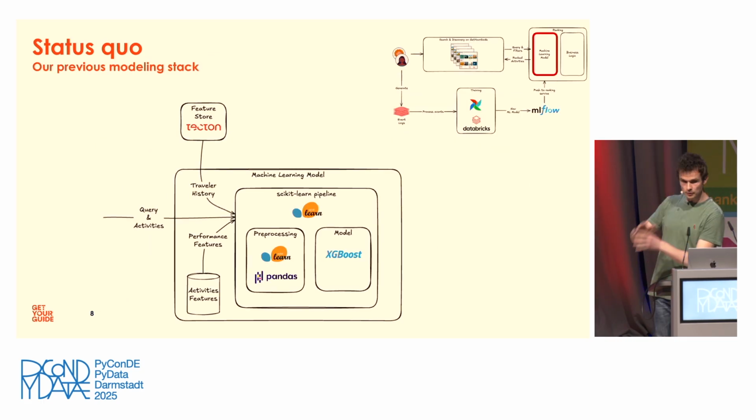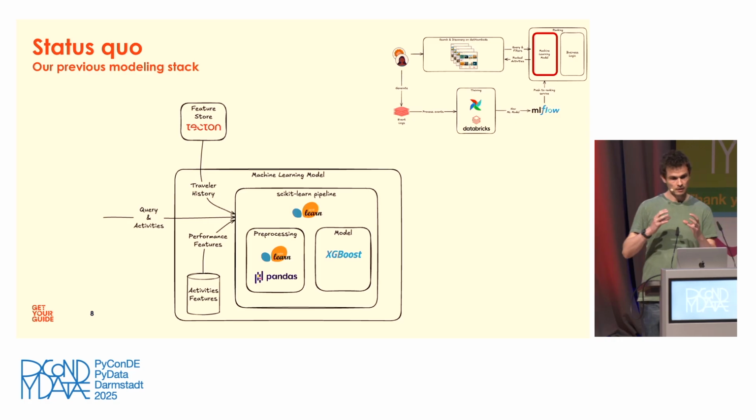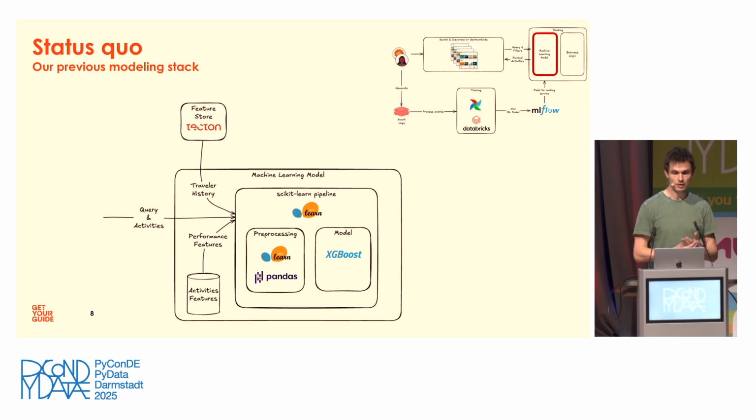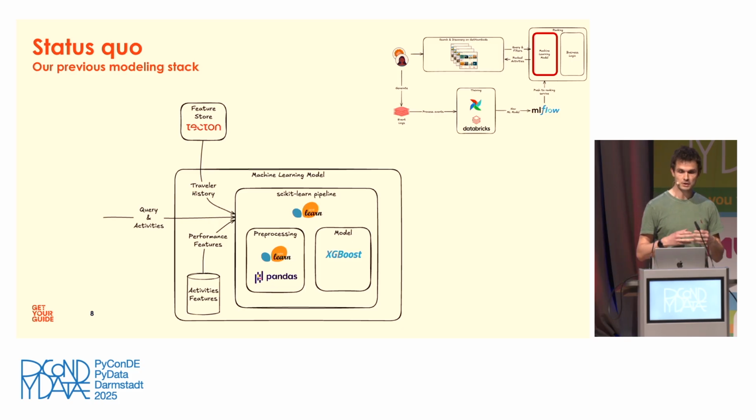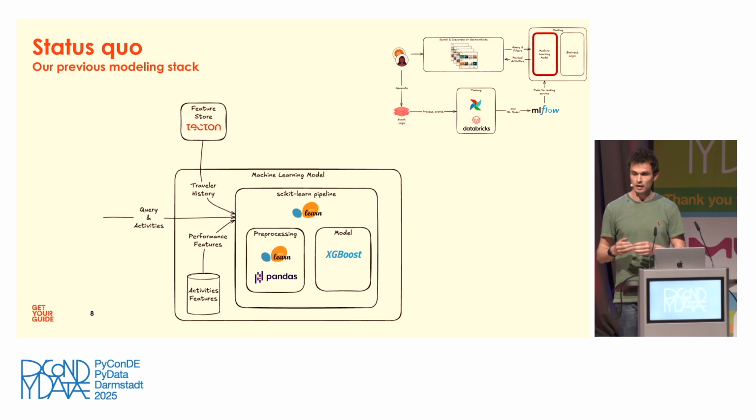Yeah, so now I want to dive in a bit more into the ML model, which is this part in red. What we get from the user is the query, and after it was preprocessed, we have the query and the activities, and then we need to combine them. First, we also get information about the activity features from an in-memory database, and we get information from the traveler history thanks to our feature store.